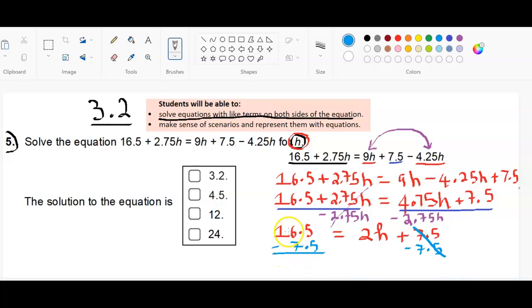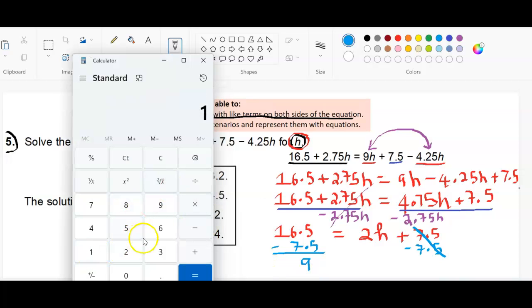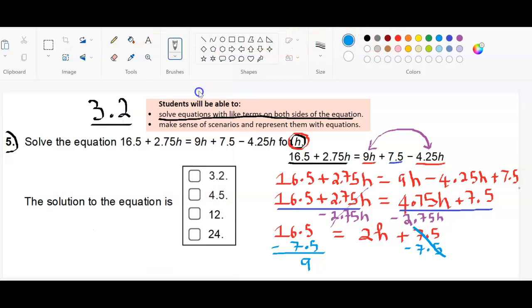Okay, what do you think we should get over here? 16.5 minus 7.5. That will give me 9 total, right? Again, you can always double check. 16.5 minus 7.5, that's giving me 9. Okay, 9 left. All right. Equal. What is it equal to? Equal to 2h. Bring down the 2h. Okay, let me bring that down a little bit so I can line up the equation. Right there. There you go.